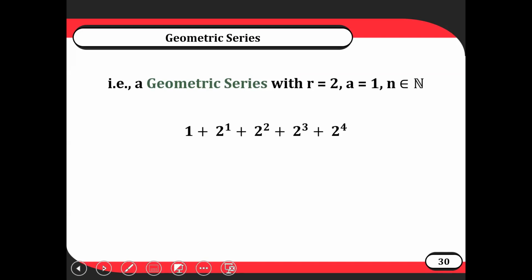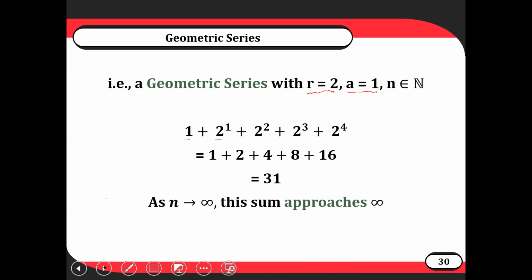But okay, so a geometric series with r equal to 2 and a equal to 1, we would get this: 1 plus 2 to the 1 plus 2 to the 2. So 1 plus 2 plus 4 plus 8 plus 16. So if we only did these 5 terms, it would sum to 31. But as the number of terms approaches infinity, the sum is going to approach infinity as well.